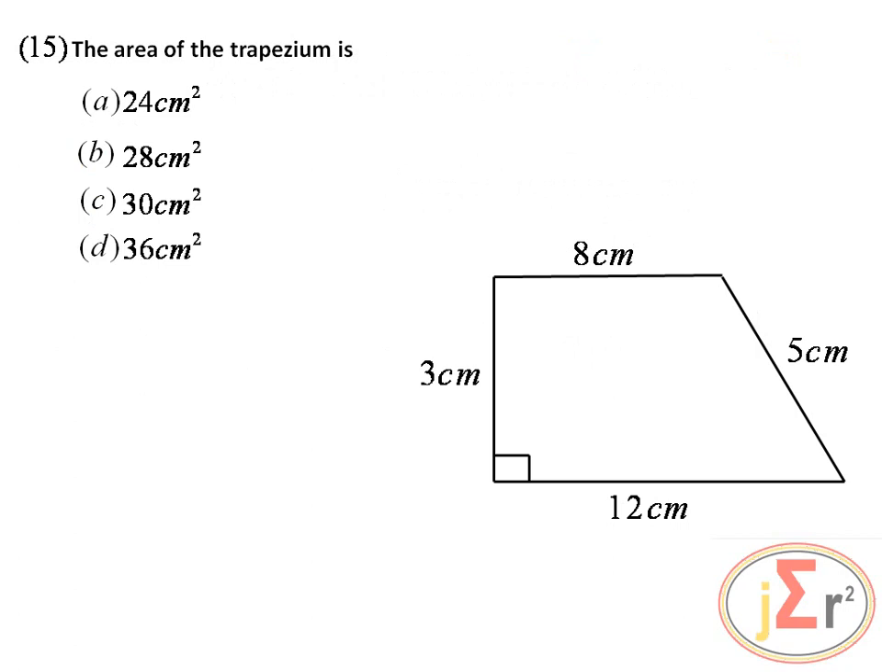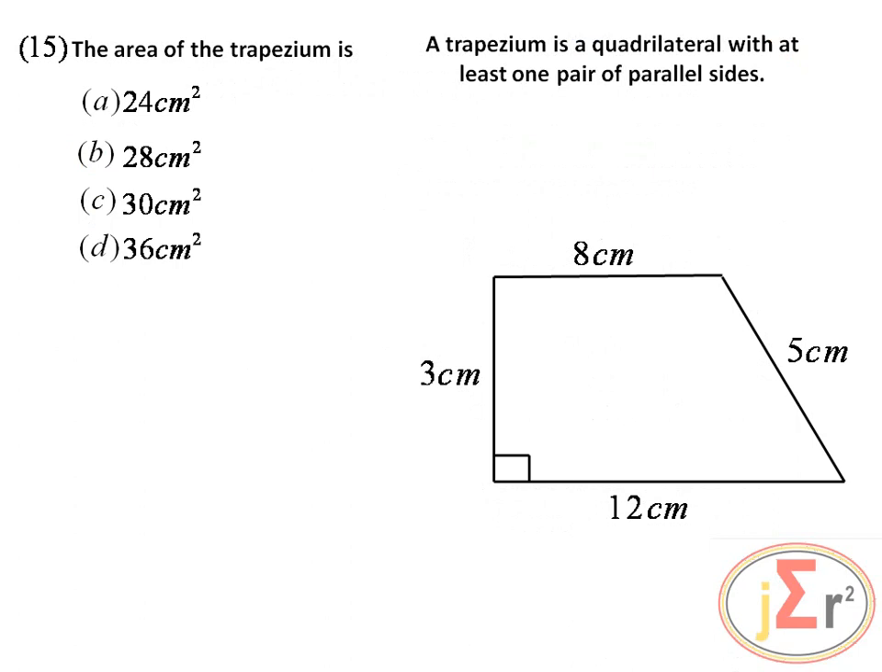We need to find the area of the trapezium that we have right there. A trapezium is a quadrilateral with at least one pair of parallel sides. So we have our trapezium there with one pair of parallel sides. The area of a trapezium is given by, what does that mean? A is equal to b over 2 (h1 plus h2).